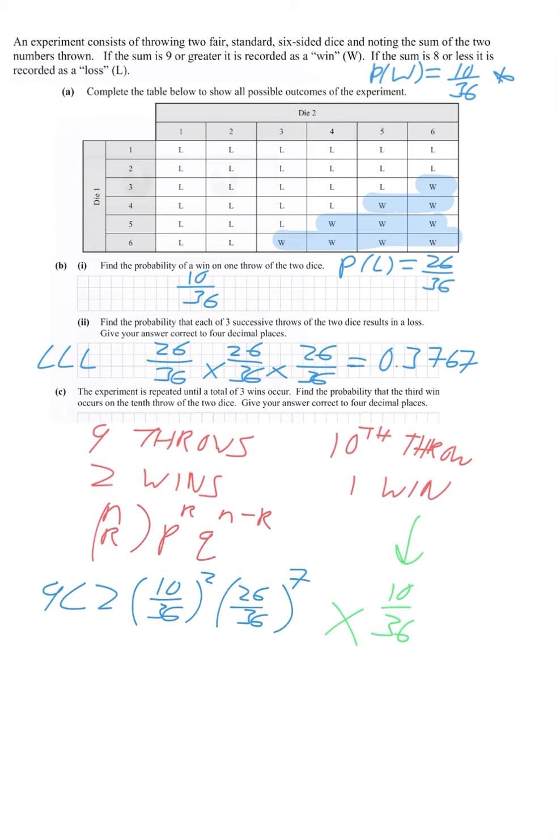Okay, so I'm going to put all this straight into the calculator. And that gives us 0.07908. In 4 decimal places, I'll have 0.0791. And that's my final answer.